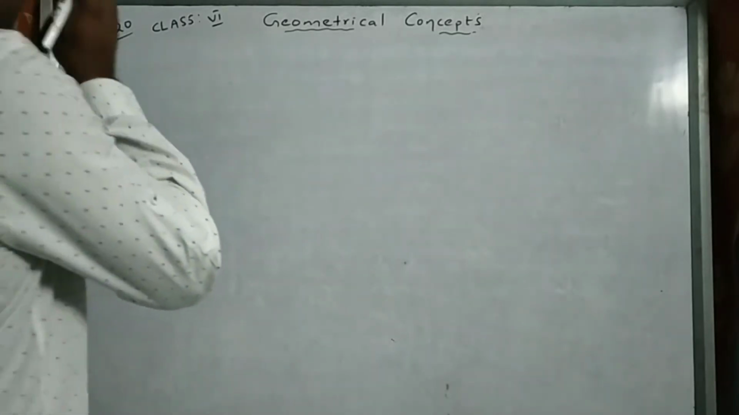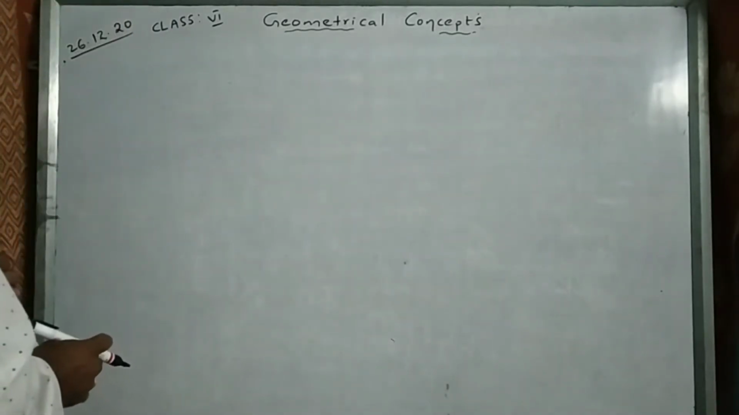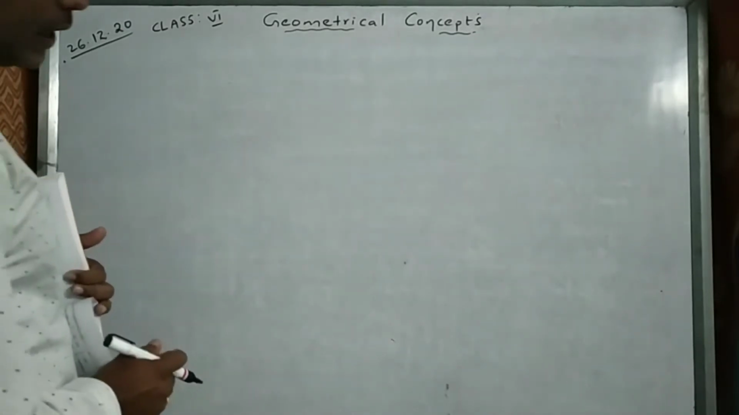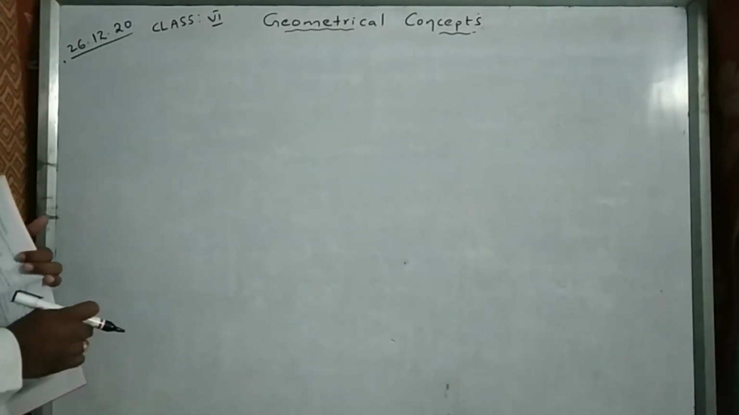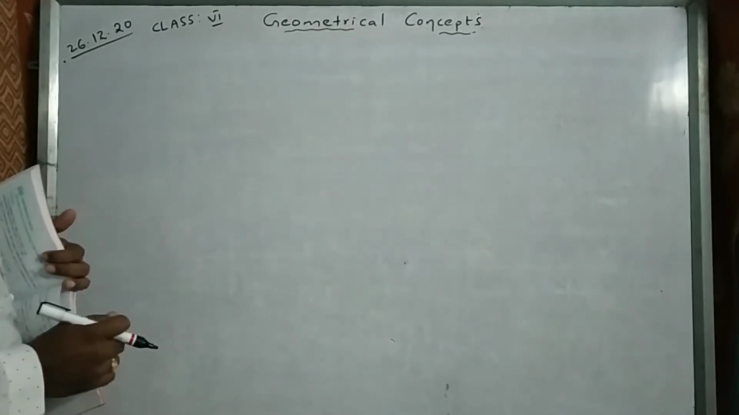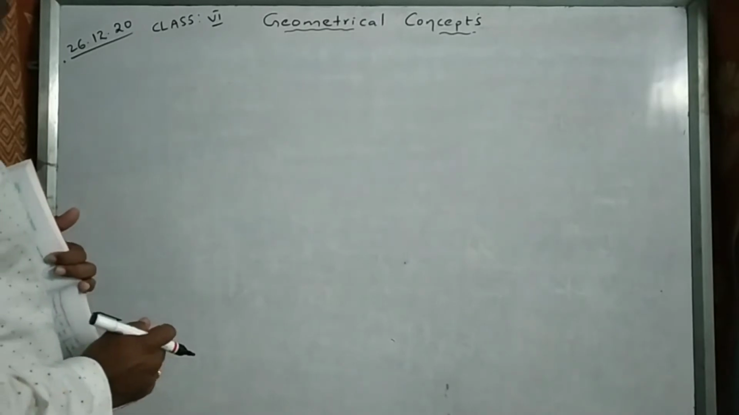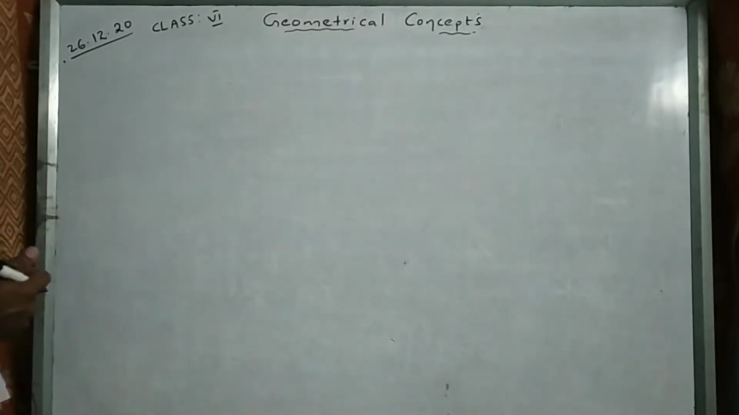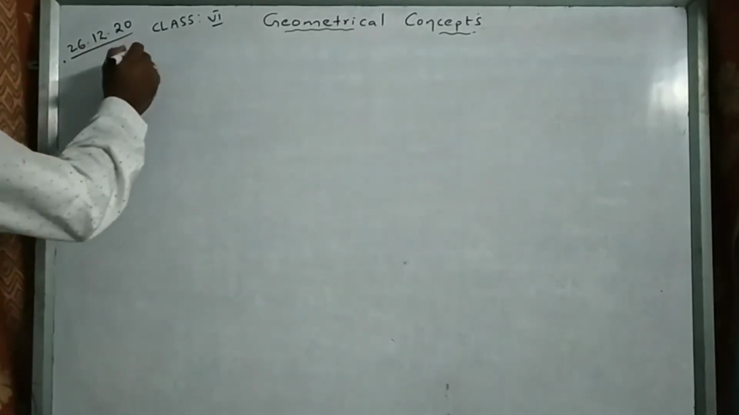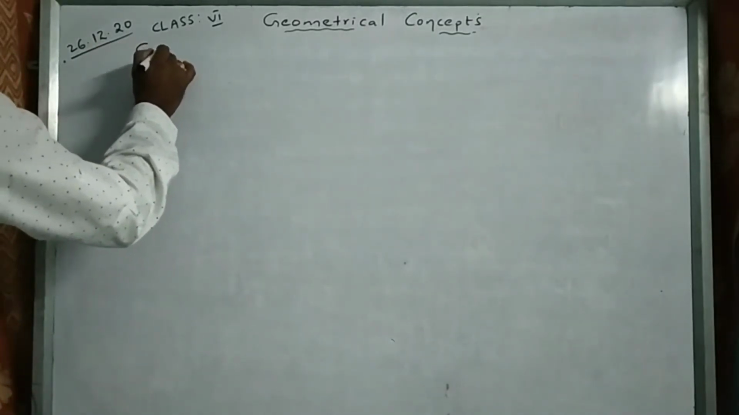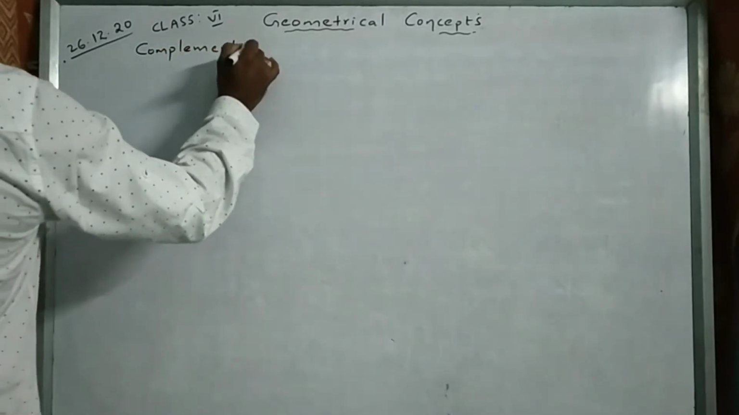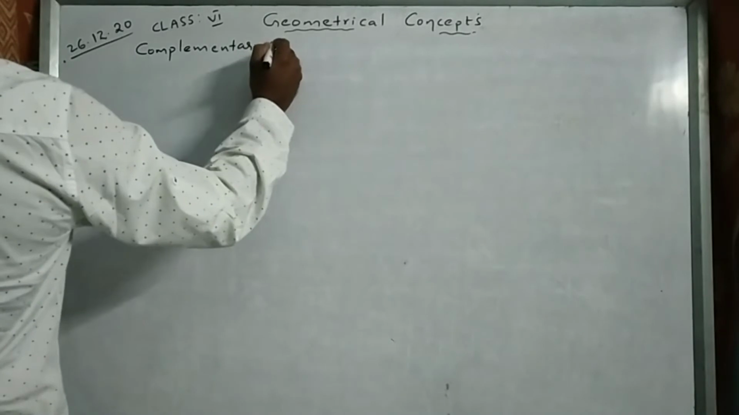In the previous class, we discussed some geometrical concepts like types of angles, vertically opposite angles, adjacent angles, etc. Today let us continue the same concept, geometrical concepts. Complementary angles. What is meant by complementary angles?